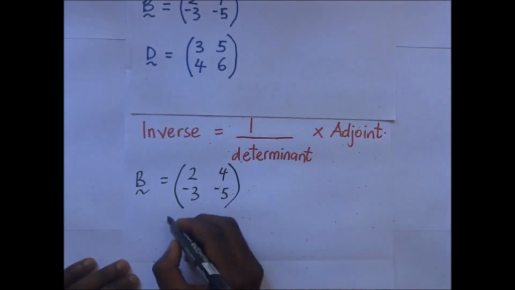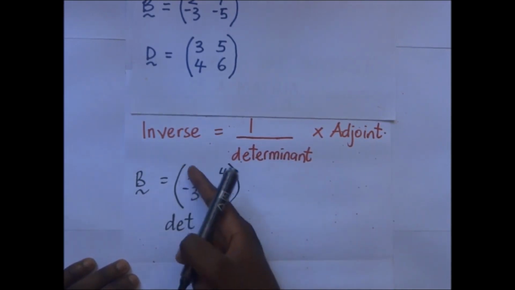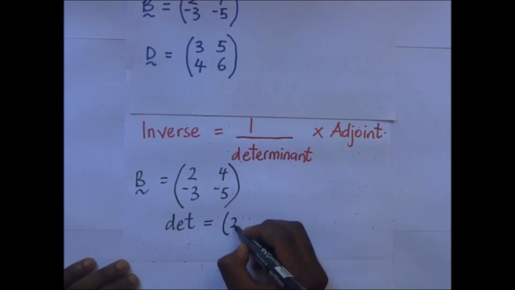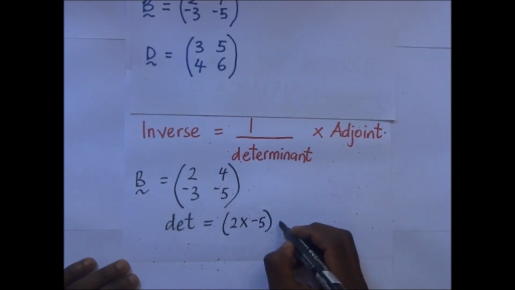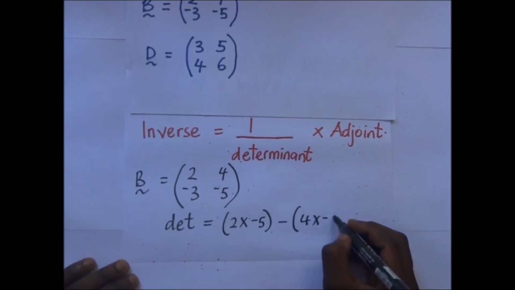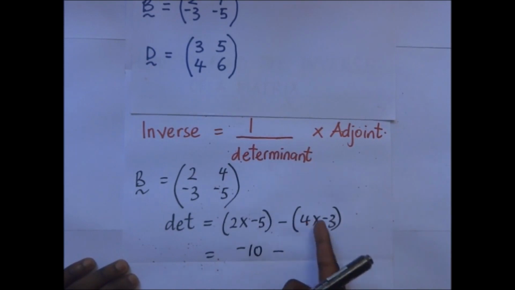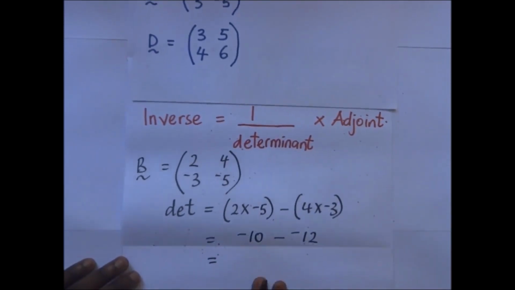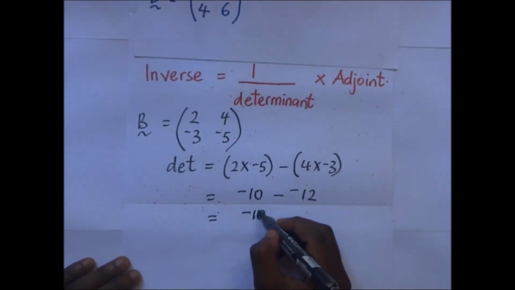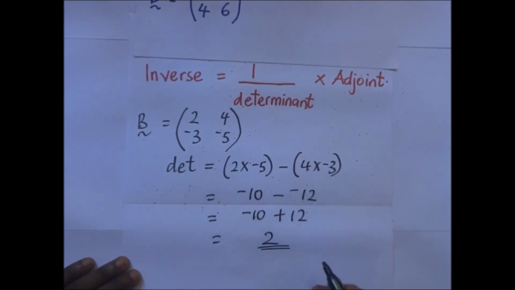To find the determinant first, the determinant of that matrix is going to be equal to the leading diagonal, which is 2 times -5, minus the minor diagonal, which is 4 times -3. And the answer we shall get here is going to be -10 minus 4 times -3 is -12. So we shall end up with -10 plus 12, and our answer is 2. So 2 is our determinant.